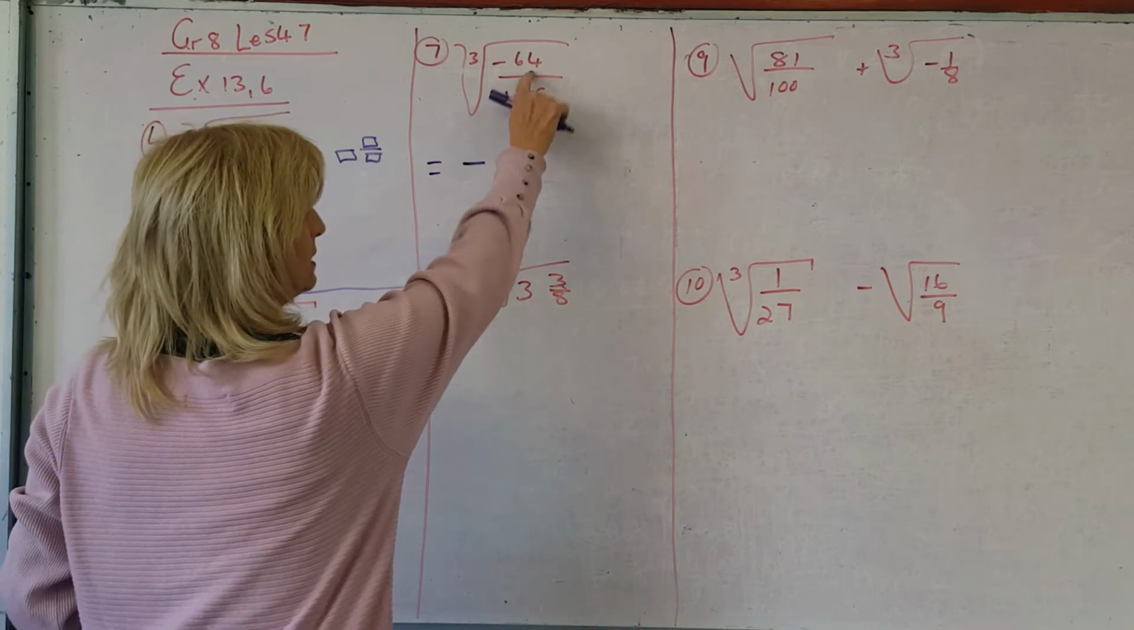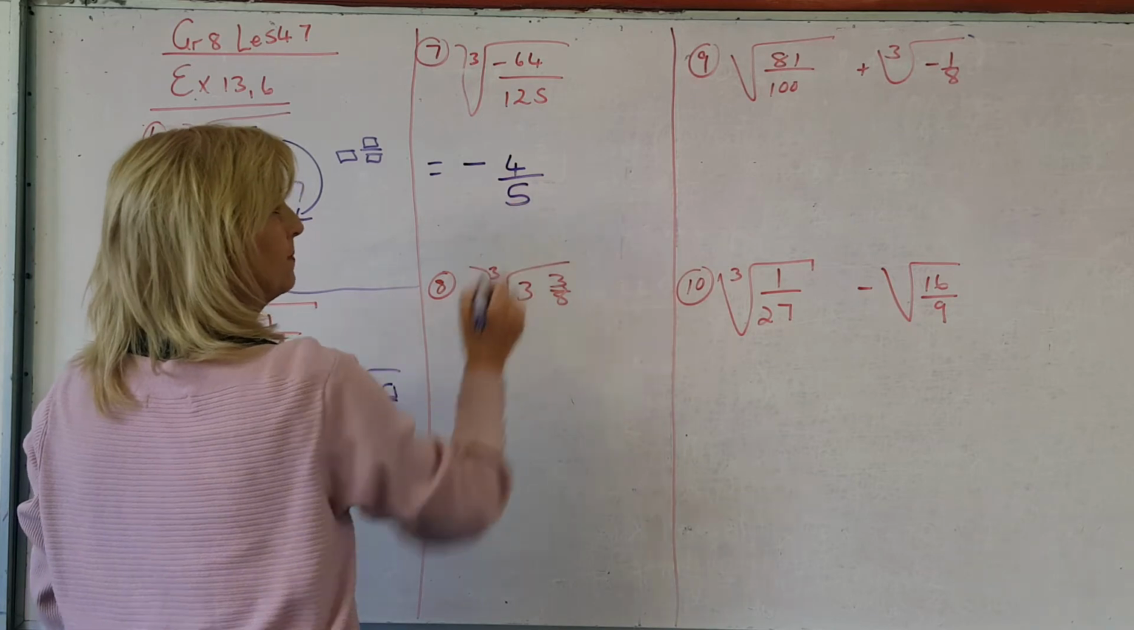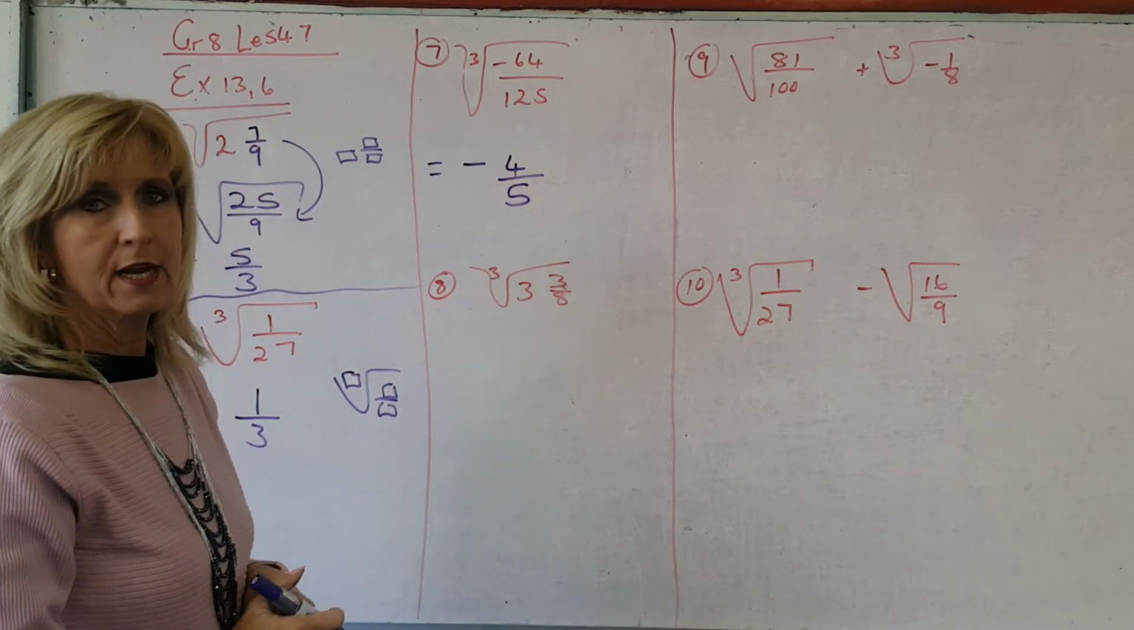And the cube root of 64 is 4, and the cube root of 125 is 5, and check whether your calculator gives the same answer.